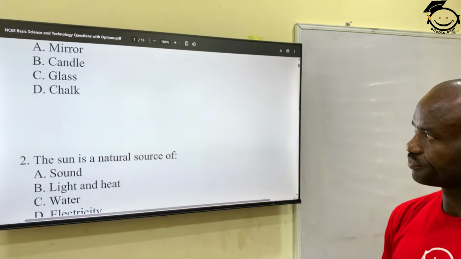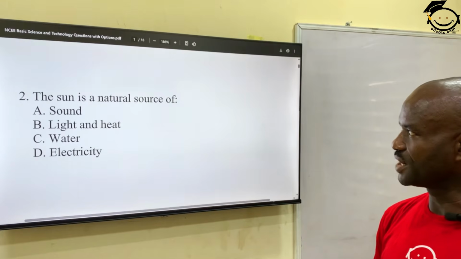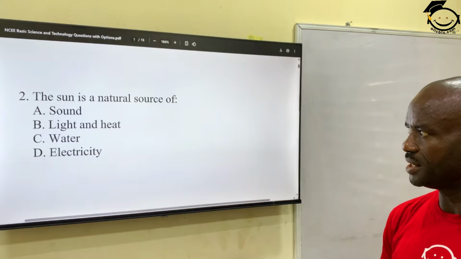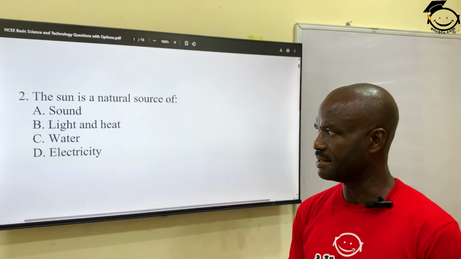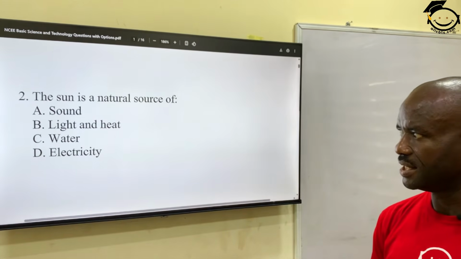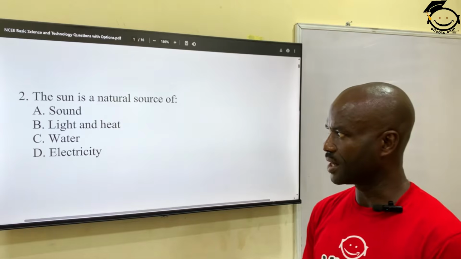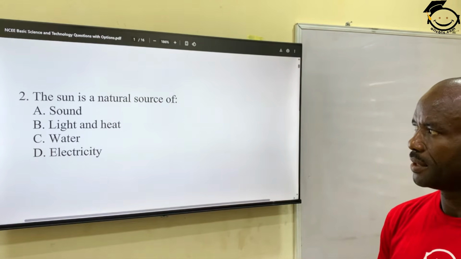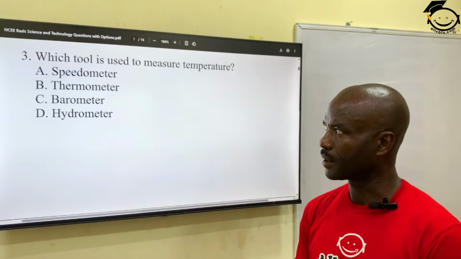Number 2. The sun is a natural source of dash. A. Sound, B. Light and heat, C. Water, D. Electricity. The correct option is light and heat. Light and heat.